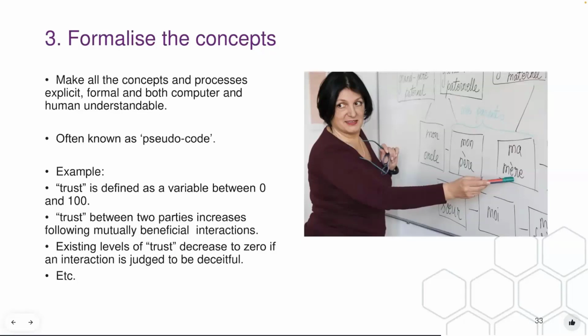For example, maybe your research question focuses on trust, which is a very social sciencey sort of concept. If your goal is to get a computer to be able to measure it or model it or represent it in a simulation, you're going to have to define it in a way that a computer would understand. So maybe you'll define trust as a variable between 0 and 100. You'll need to make rules about how that variable will change in certain situations. So maybe if two parties interact positively, then trust increases. But given a negative interaction where one of the parties is judged to be deceitful, the level of trust will decline or reset to 0.